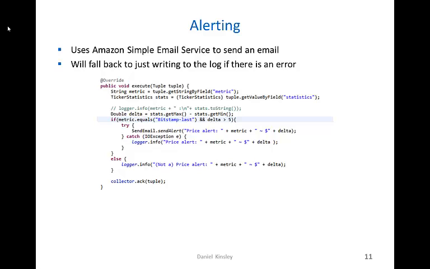Now that we have our statistics calculated, all we need to do is look at these incoming tuples, subtract the minimum from the maximum, and this is our delta. It will take the absolute value, and then if it's greater than 5, we send an email alert. This is pretty straightforward.